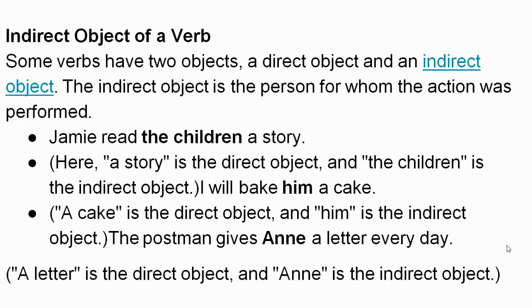Now, indirect object of a verb. Some verbs have two objects, a direct object and an indirect object. The indirect object is the person for whom the action was performed. Jamie read the children a story. Here, a story is the direct object and the children is the indirect object. I will bake him a cake. A cake is the direct object and him is the indirect object. The postman gives Anna a letter every day. A letter is the direct object and Anna is the indirect object.